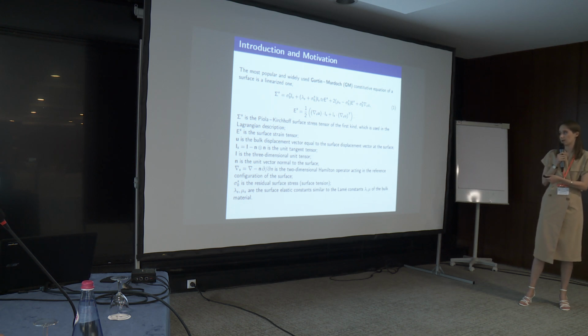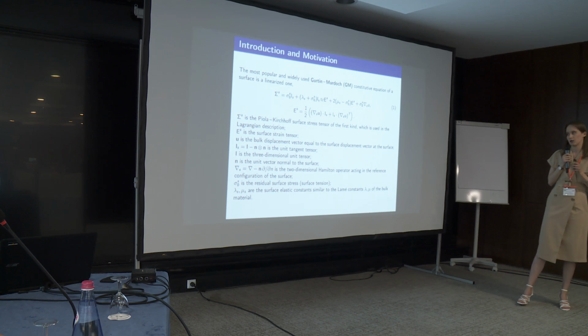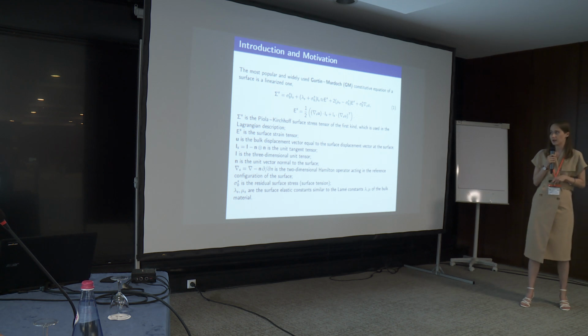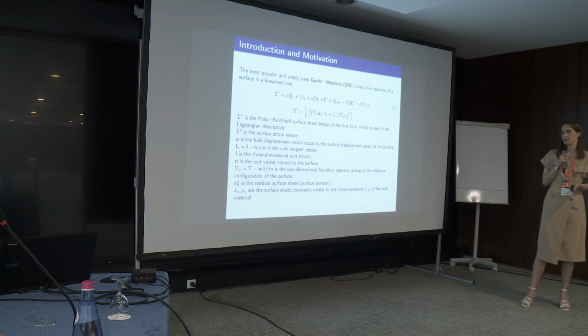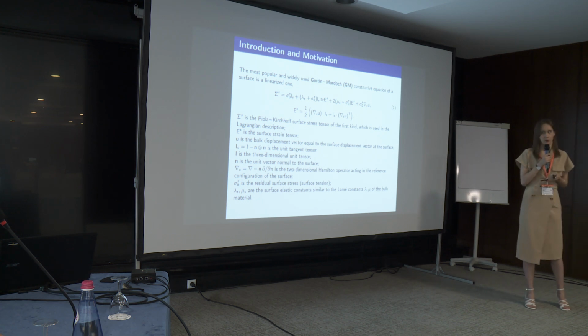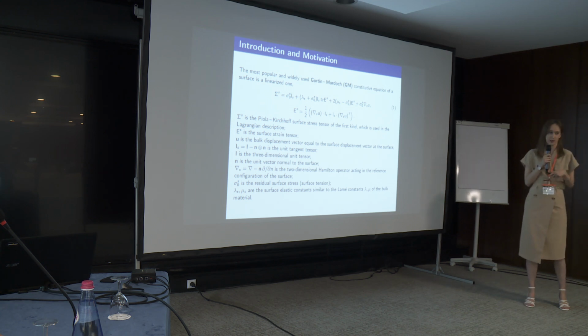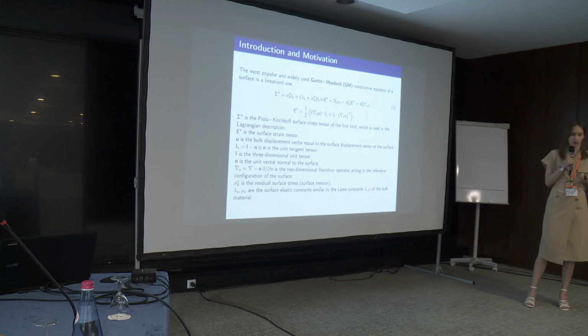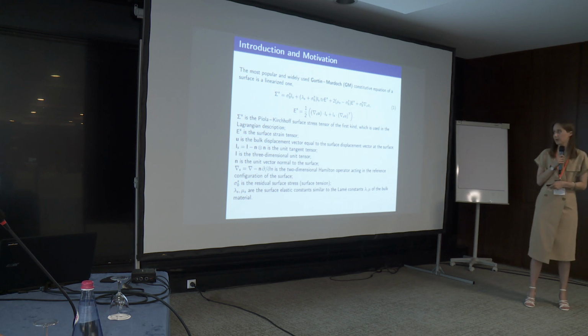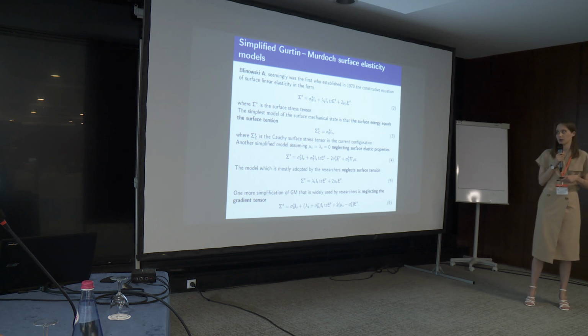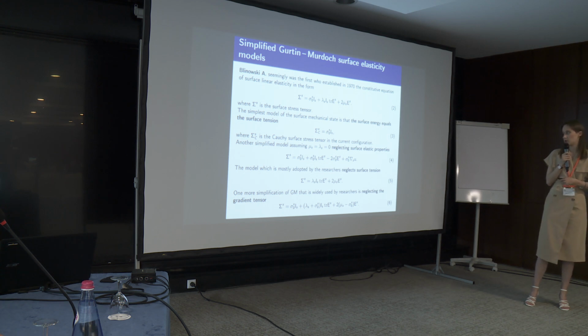So here we can see that sigma s is the Piola-Kirchhoff surface stress tensor, and epsilon s is the surface strain tensor. Also, for us it is important to know about these constants: sigma 0 s corresponds to the residual surface stress, and lambda s and mu s are surface elasticity constants, which are similar to the Lamé constants for the bulk material. If we speak about simplified Gurtin-Murdoch surface elasticity models, we can see these 5 models.